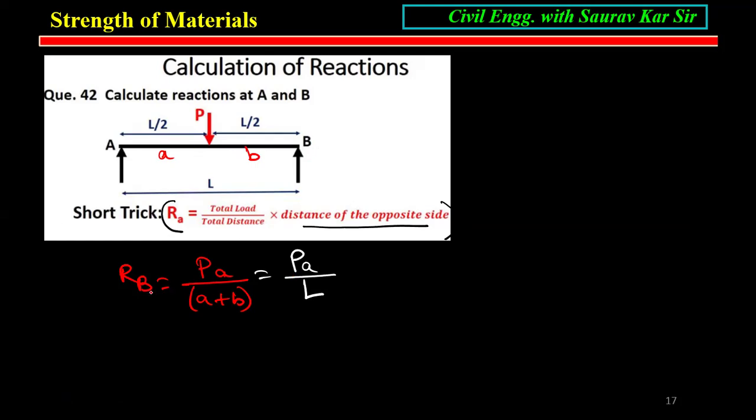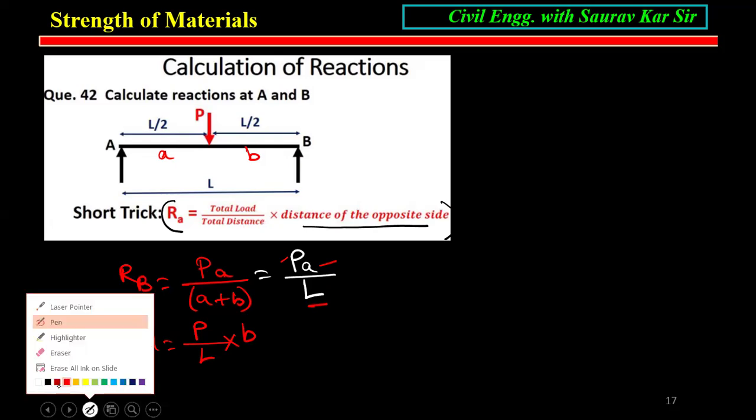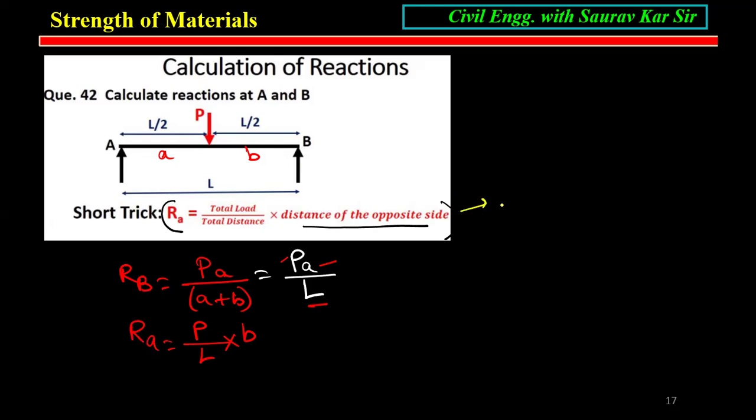Very interesting. If you use this equation, earlier it was A, it was B. So RB equals P by L into A. For RB, it is total load P by total distance L into the distance of the opposite side, and RB's opposite is A. Similarly for RA, it is P by L into the opposite side, B. This is a shortcut you can apply for any competitive exam.